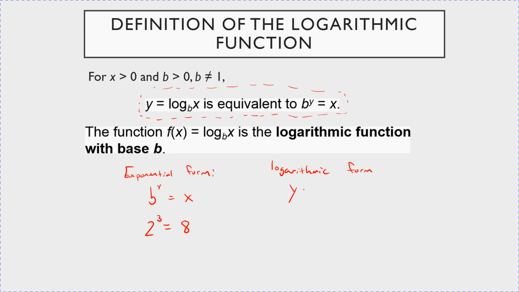So it's y is equal to log base b of x. Okay, so look, what is the base here? The base is the 2. The exponent y is a 3. So it's 3 is equal to log base 2 of 8. Right? And what I'm saying here is these two are equivalent forms. They're just different ways of saying the same thing.